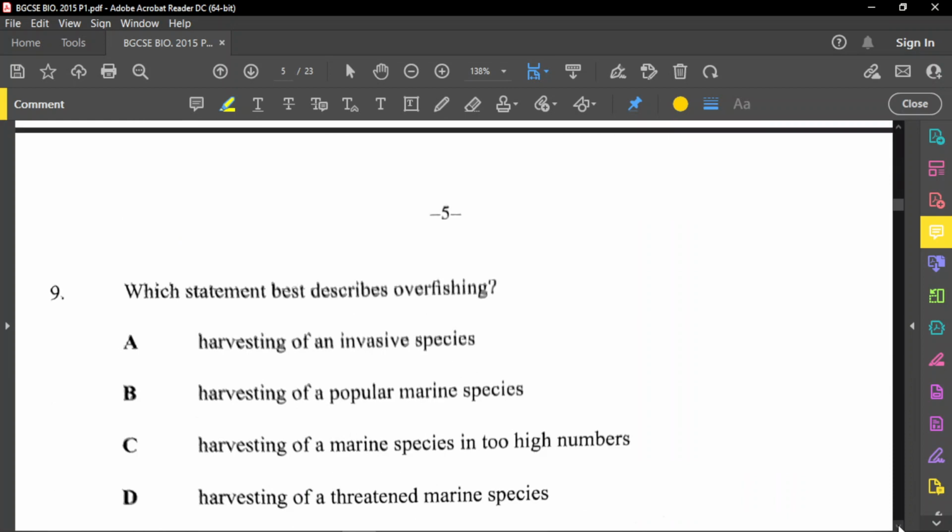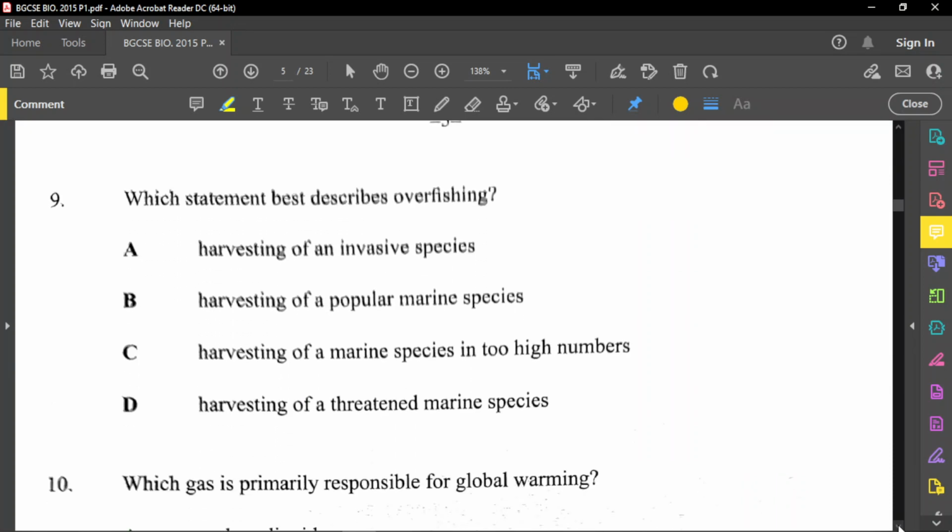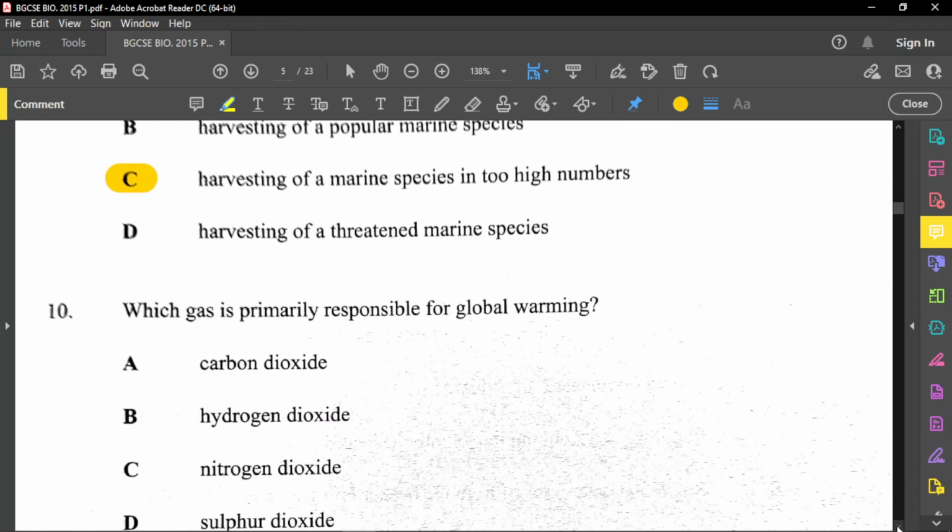Question number 9: which statement best describes overfishing? Harvesting of invasive species, not true. Harvesting of popular marine organisms, not true. Harvesting of a marine species in too high numbers, yes, that is overfishing. Taking too much at one time is overfishing. You take more than what can be reproduced, and that leads to overfishing. Of course, it will lead to endangerment or threatening of the species, then maybe extinction.